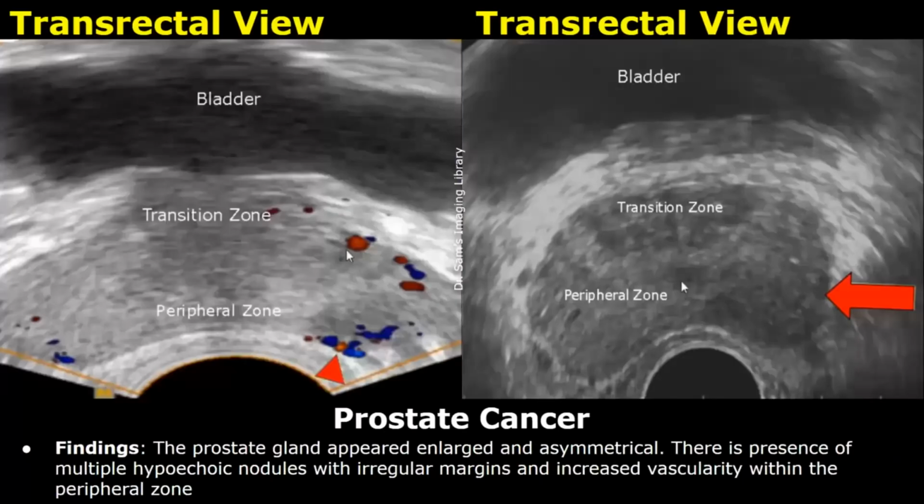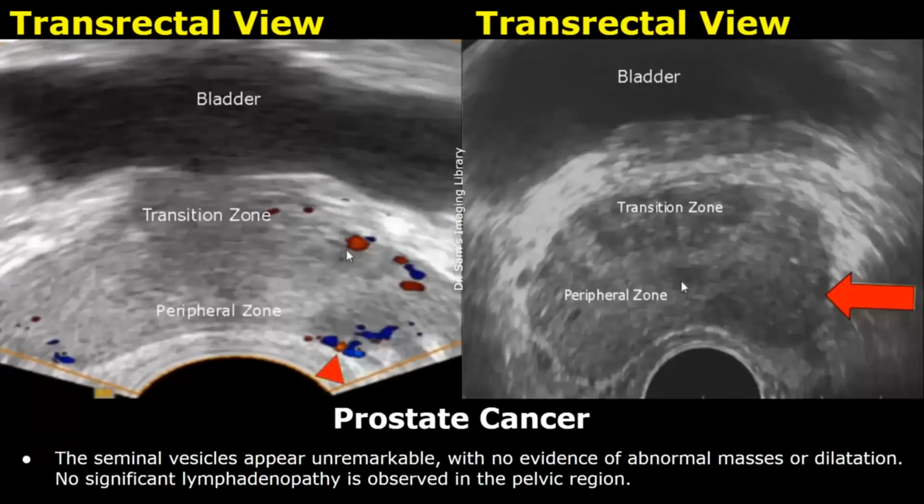These are the findings. The prostate gland appeared enlarged and asymmetrical. There is presence of multiple hypoechoic nodules with irregular margins and increased vascularity within the peripheral zone. After that, you can write about other abnormalities seen, and the appearance of the seminal vesicles.